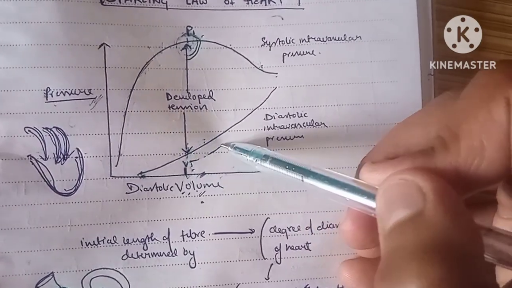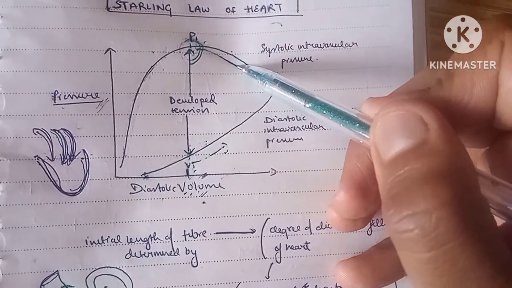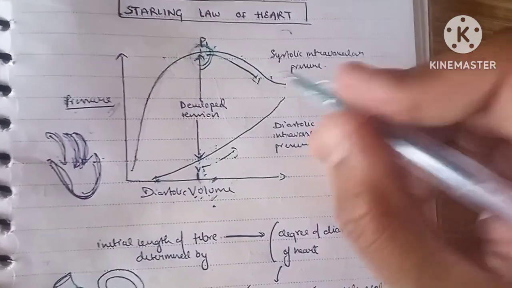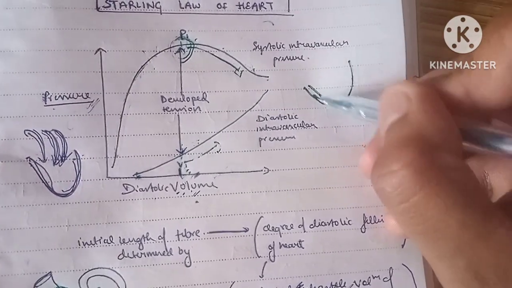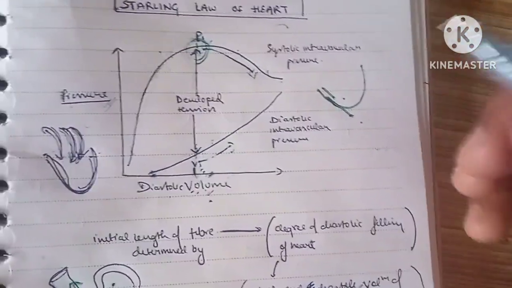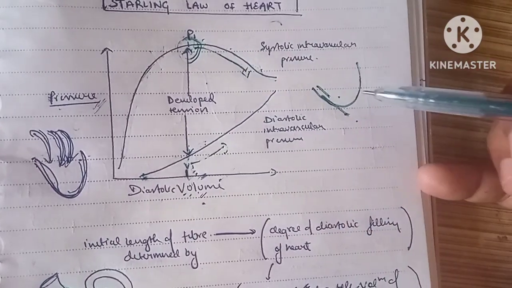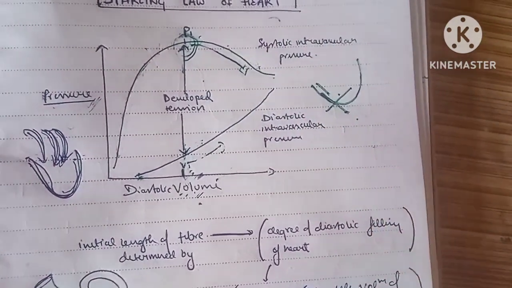After which, if there is an increase in the end diastolic volume, the pressure or the stroke volume, rather than increasing, is going to decrease. This is important to understand, because after this volume, the stretch of the myocardium will not generate more tension, but it will disrupt the myocardial fiber. This is the phenomenon occurring here: after a particular end diastolic volume, the myocardial fibers are going to be disrupted, so the pressure will go down and stroke volume will decrease.